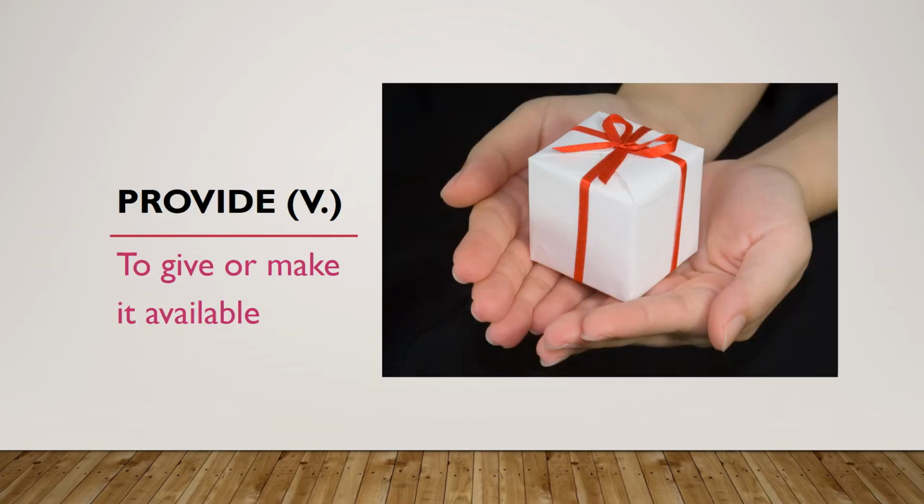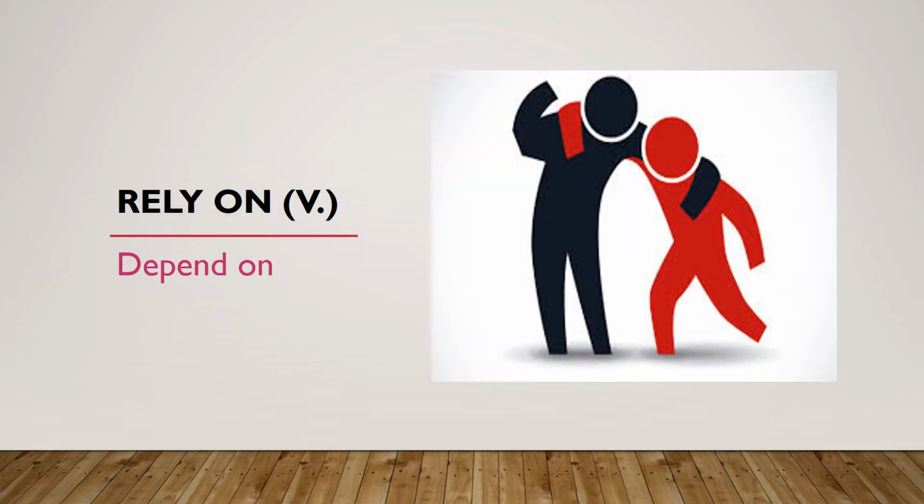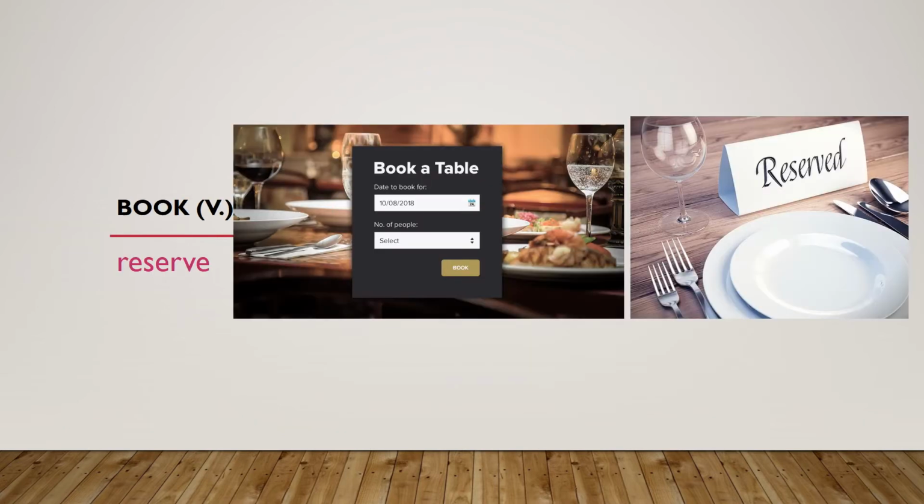Provide, provide, provide. Provide is a verb which means to give or make it available. The company provides a service for its users, for example. Provide, it makes it available to them. Rely on, rely on. Rely on is a verb which means to depend on. For example, many internet users rely on Google as their source of information. Rely on, they depend on it.